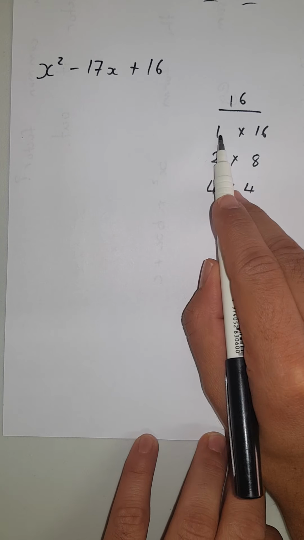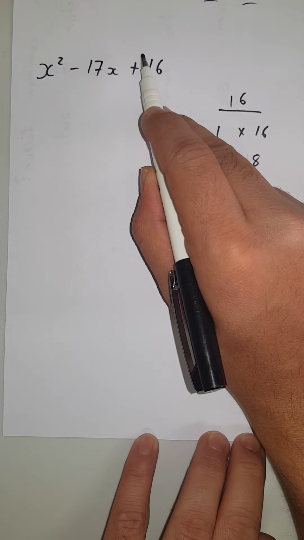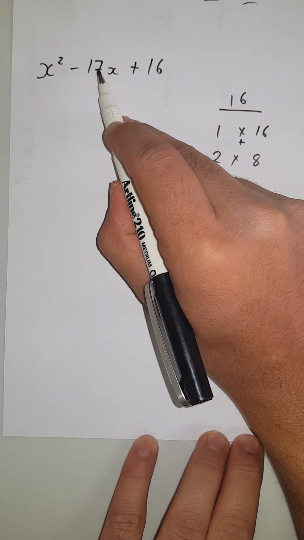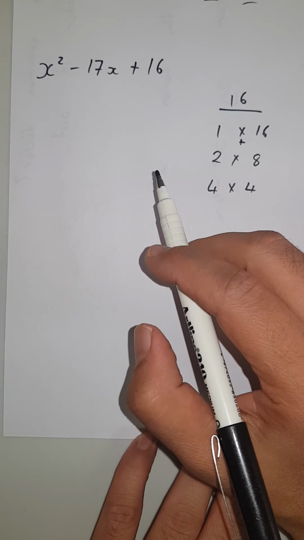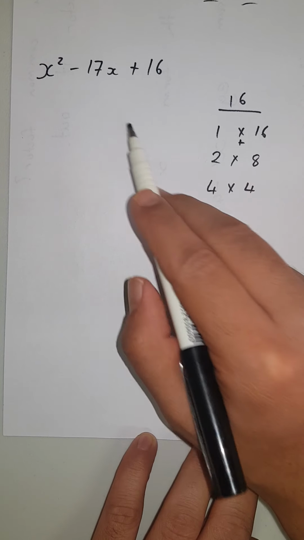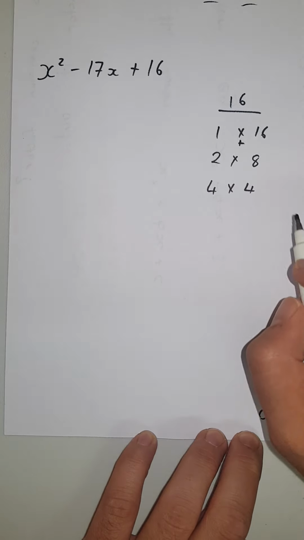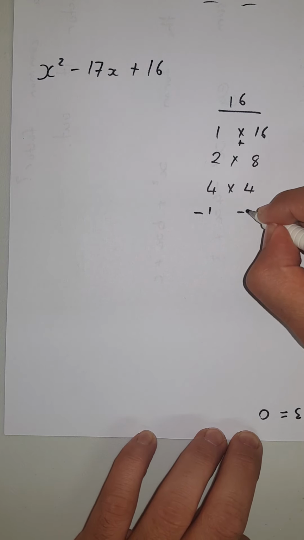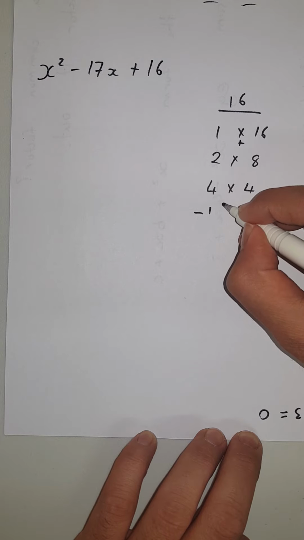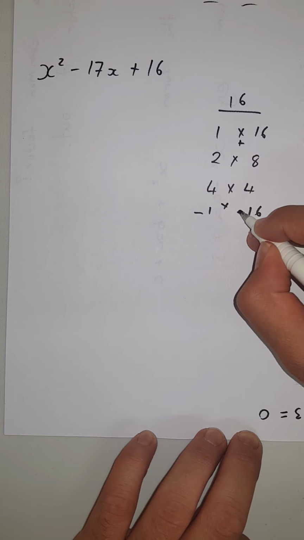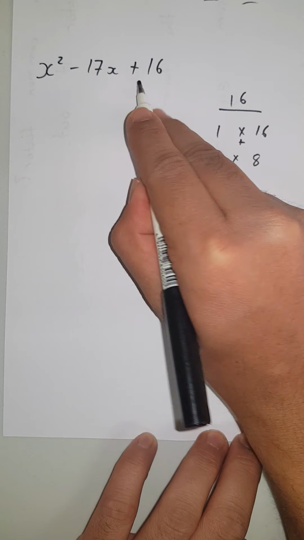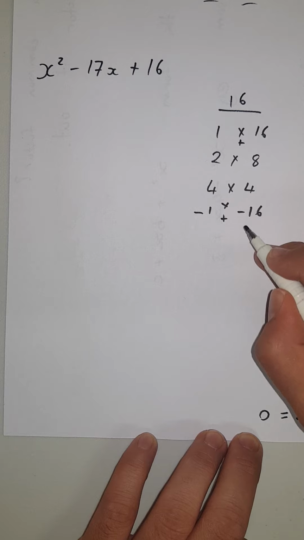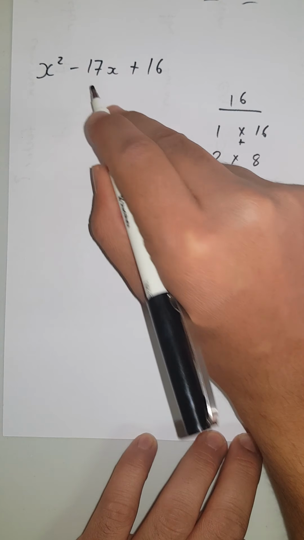Let's try 1 and 16. 1 times 16 gives me 16, that's correct. What about 1 plus 16? It gives me 17, that's correct. Now I have to get minus 17. So I'm going to try minus 1 and minus 16. When I multiply minus 1 times minus 16, I get positive 16. That's right. And minus 1 plus minus 16 gives me minus 17. That's correct.